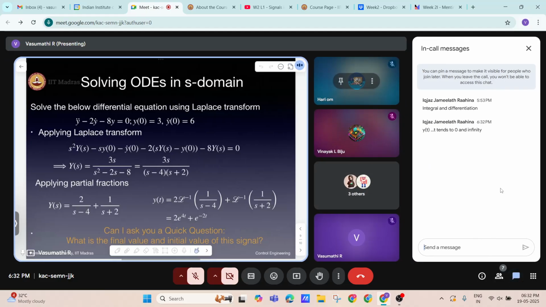Yeah, y of t, t tends to 0 and infinity. So yeah, you can do that. But as we have this Laplace transform tool and you have this y of s, the time domain equation, it will be easy for you to put only s equal to infinity to find the initial value and s equal to 0 to find the final value.